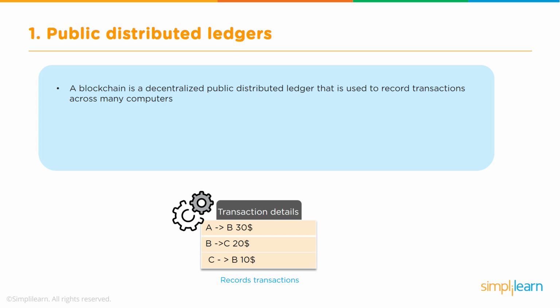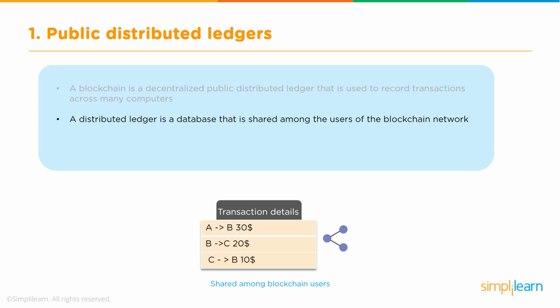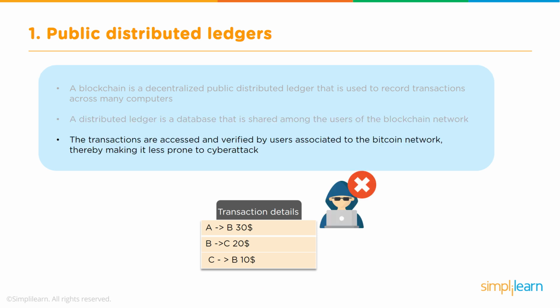Now what are the features of blockchain? A blockchain is a decentralized public distributed ledger that is used to record transactions across many computers. This is a sample transaction which you are seeing. These are a set of three transactions: A transferring money to B, B to C, and C to B. A distributed ledger is a database that is shared among all the users who are part of the blockchain network. The transactions are accessed and verified by users associated with the Bitcoin network, thereby making it less prone to cyber attack. It is actually enclosed within all the participants who are part of the network.